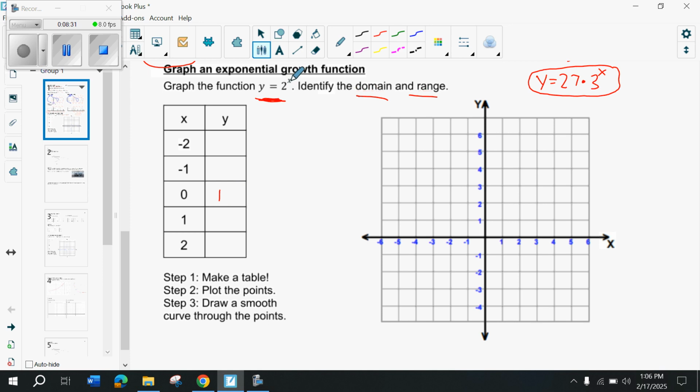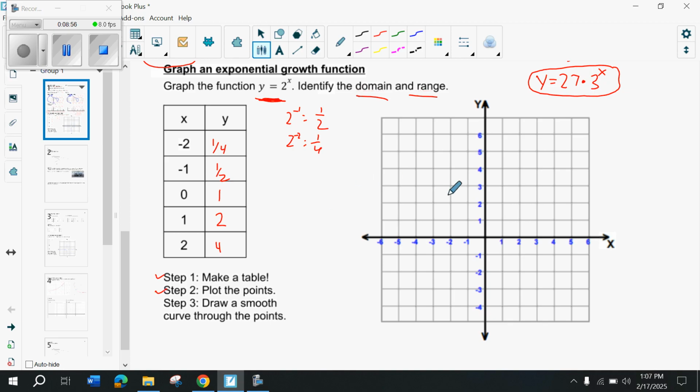If I put 1 in here, that's 2 to the 1, which is 2. If I put 2 in here, 2 to the 2 is 4. If I put negative 1 in here, I'm going to get 2 to the negative 1, which is just 1/2. And then 2 to the negative 2, I know is going to be 1/4. So here I made my table. Now I'm going to plot my points.